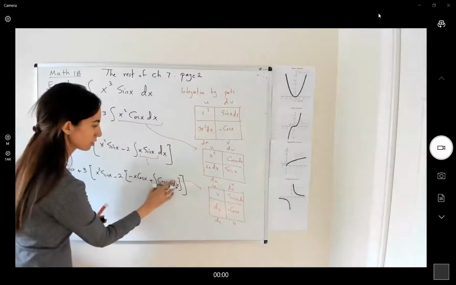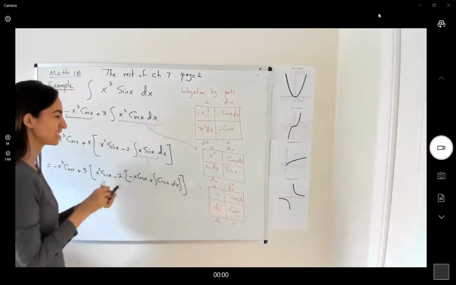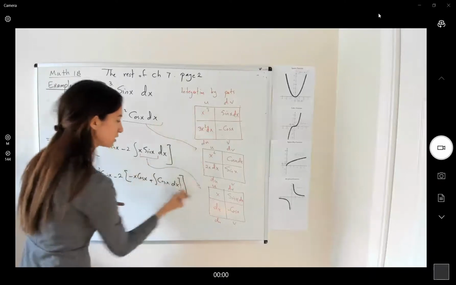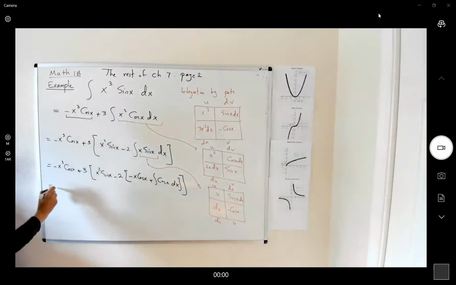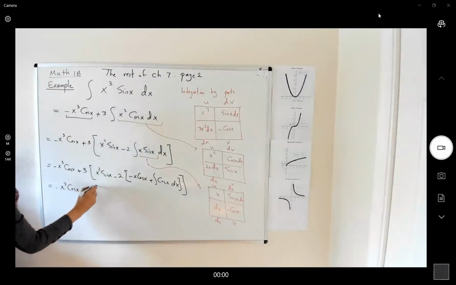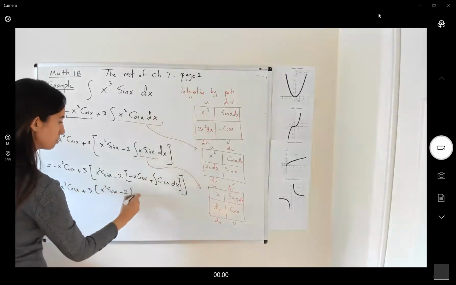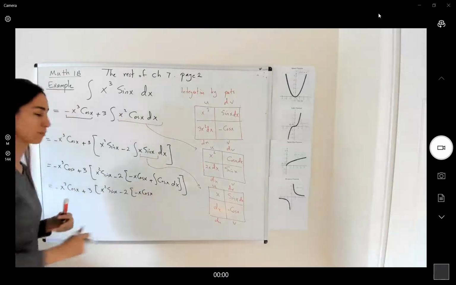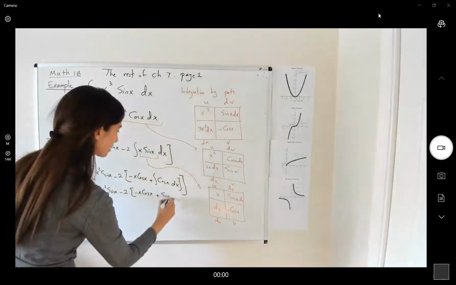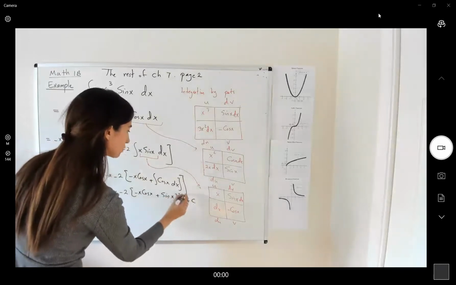Perfect. So we get to an integral that we already know how to take, which is the integral of cosine. So this is equal to minus x cubed cosine x plus 3 bracket x squared sine x minus 2 bracket minus x cosine x, and the integral of cosine is nothing but sine. And 2 brackets, plus the constant of integration.